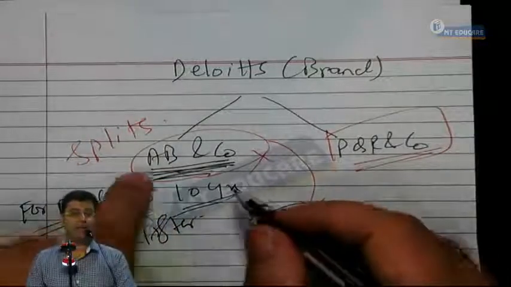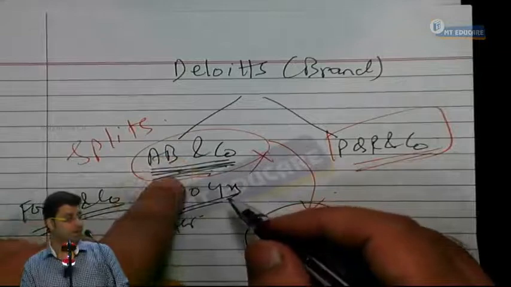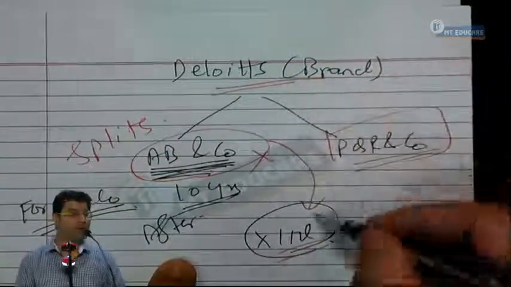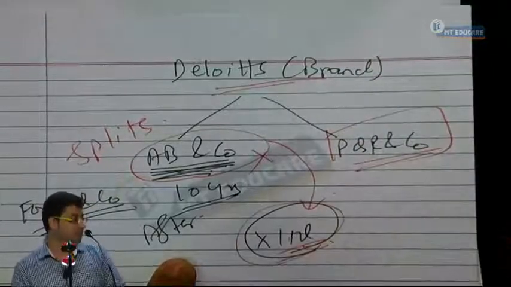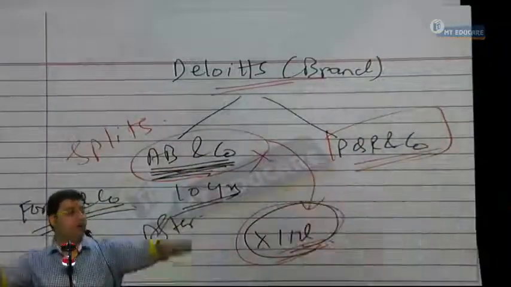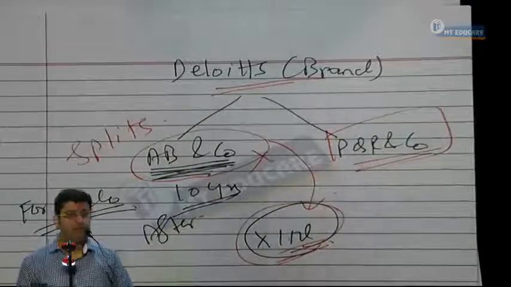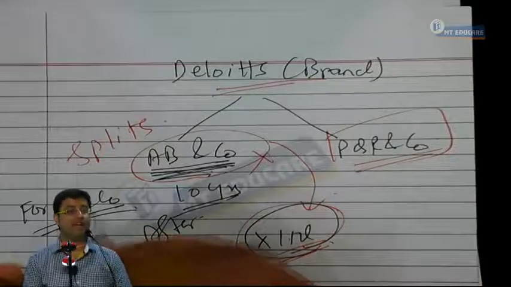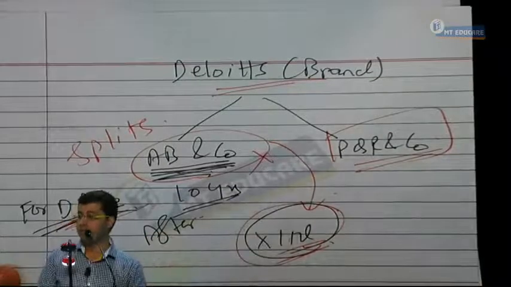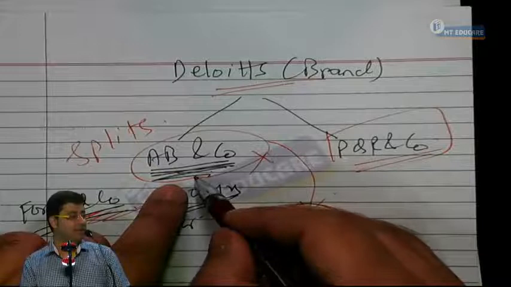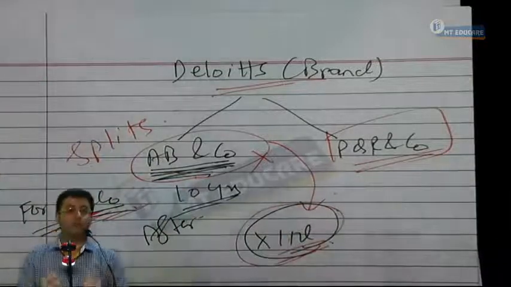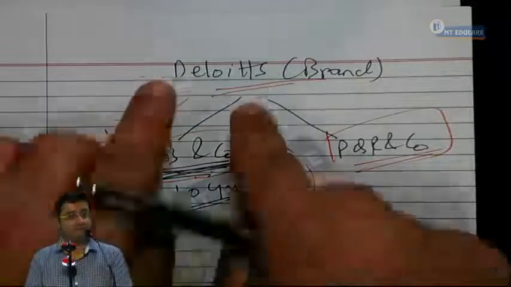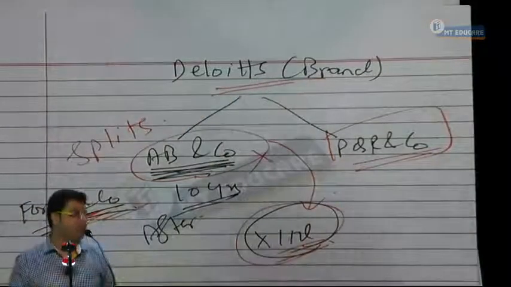So can ABN company do the audit? Because they were working with Deloitte, they were already doing the audit. So can ABN company do the audit of X Limited if they have now split from Deloitte? See why I gave you the hint also, that they were signing in the name of Deloitte. So when they are signing in the name of Deloitte, it is as good as Deloitte doing the audit, not ABN company. Please understand.